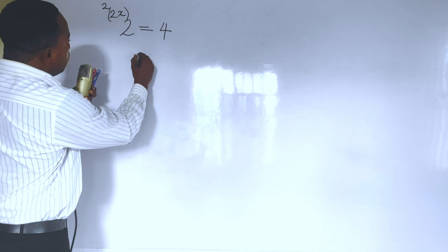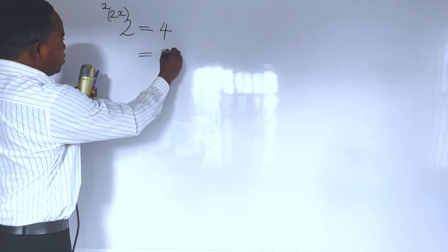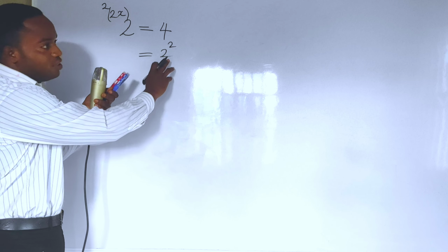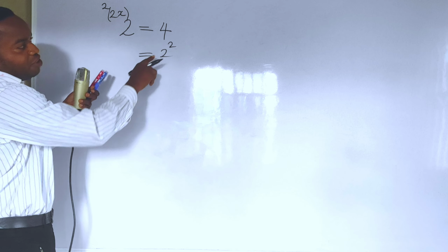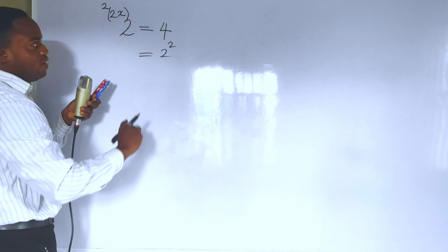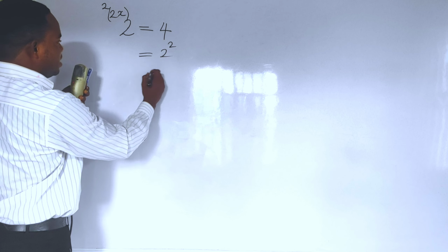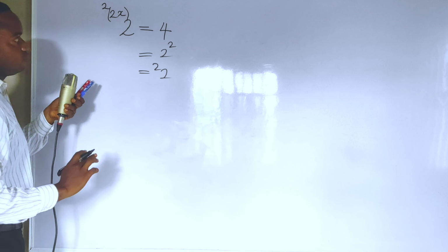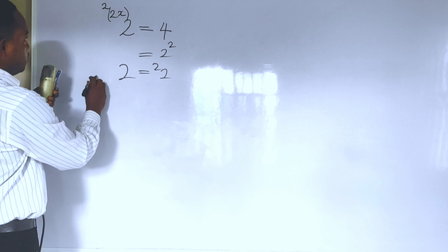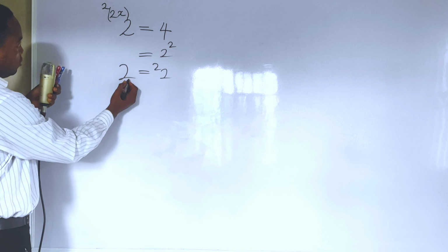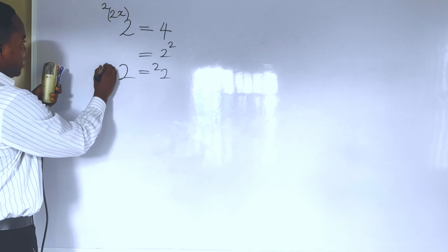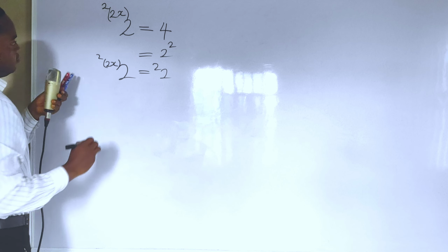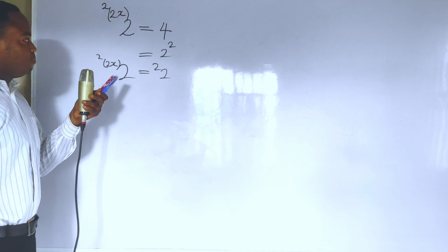We have 4 here. 4 can be rewritten as 2 multiplied by 2, which is 2 to the second power. But you will notice that 2 to the second power is the second iteration of 2. You can see we have a tower of 2, right? So we can rewrite this as the second iteration of 2. While on this side we have 2 tetrated to the second iteration of 2x.